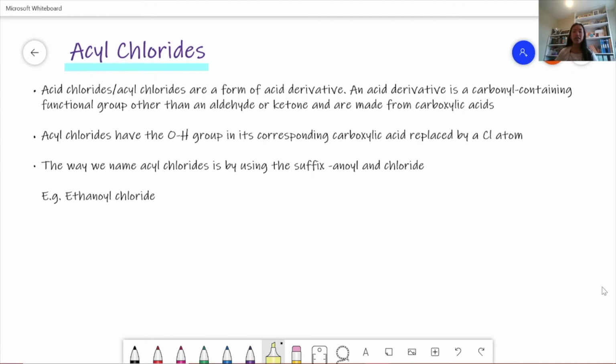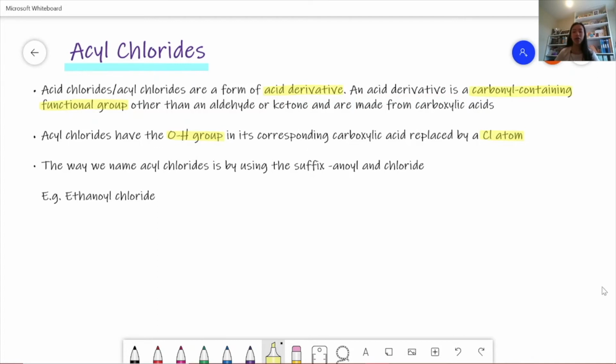Acid chlorides or acyl chlorides are a form of acid derivative. And an acid derivative is a carbonyl containing functional group other than an aldehyde or a ketone. And these are made up from carboxylic acids. And these acyl chlorides have an OH group in its corresponding carboxylic acid replaced by a chlorine atom. And the way we name acyl chlorides is by using the suffix anoyl and chloride.